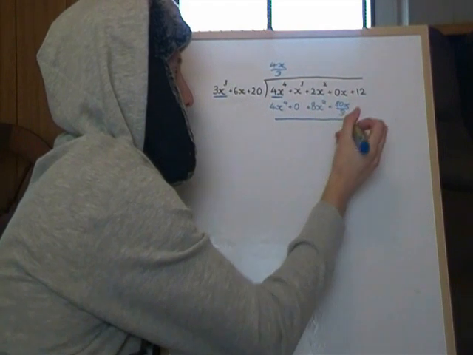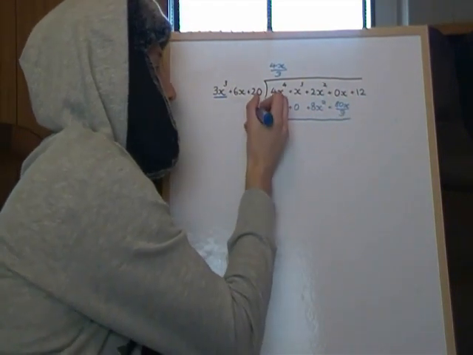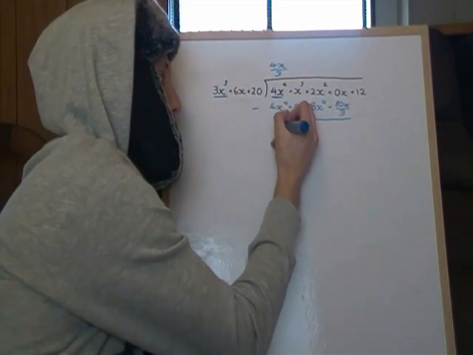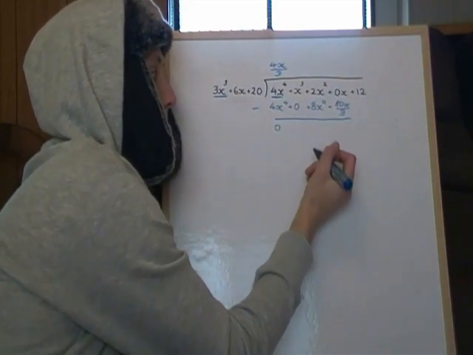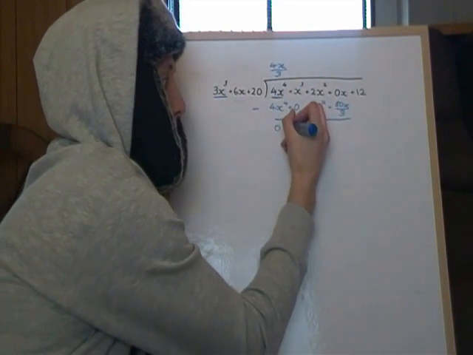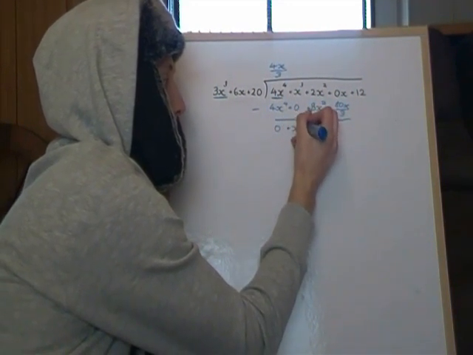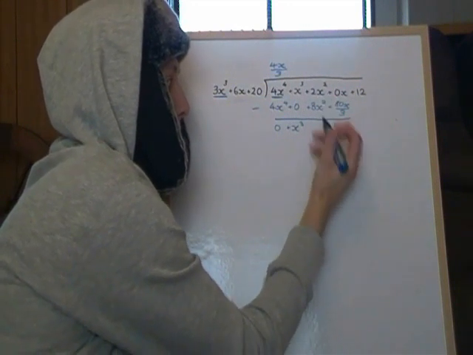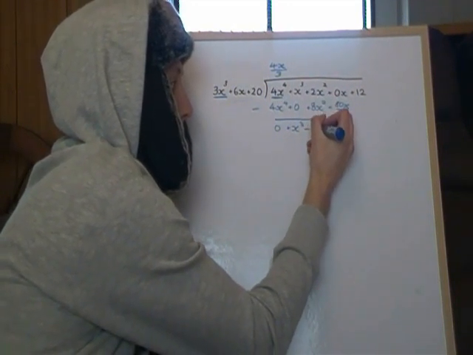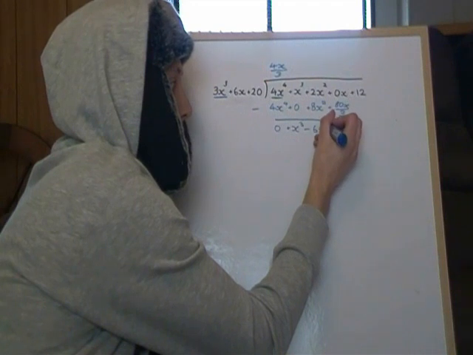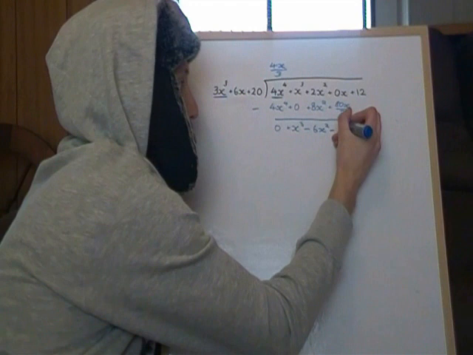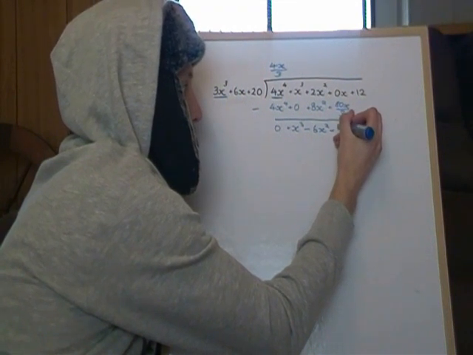And the next step is to minus these two rows together. 4x to the power of 4 minus 4x to the power of 4 is 0. x to the power of 3 minus 0 is x to the power of 3. 2x squared minus 8x squared is minus 6x squared. And 0 minus 80x on 3 is minus 80x on 3.